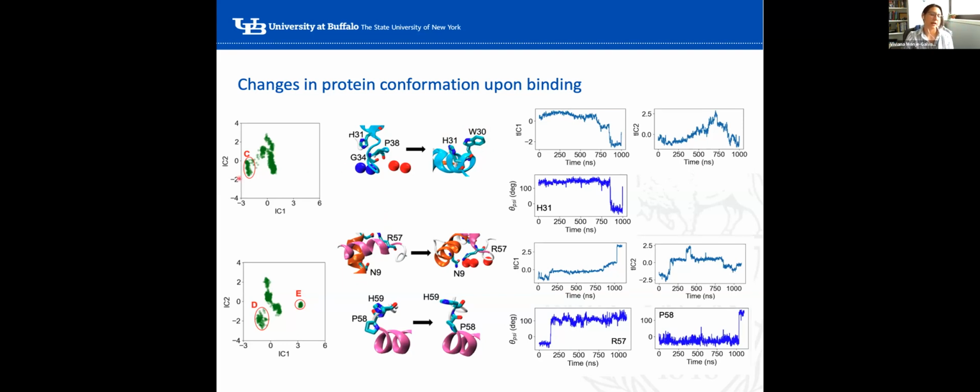And you can see the 2D density map of the two major contributors to the TICA analysis. The heat map is very different from the two major contributors to the motions of the protein, based on the same analysis, when it interacts with the membrane model that has PS lipids. So when phosphatidylserine is present, phenylalanine 58 and N9 are the major contributors to the conformational changes in the protein. When phosphatidylserine is not present, histidine 31 and tryptophan 30 are the major contributors to these changes in the protein conformation.